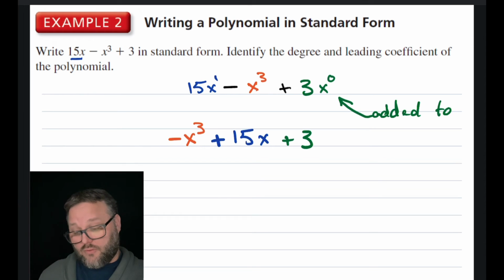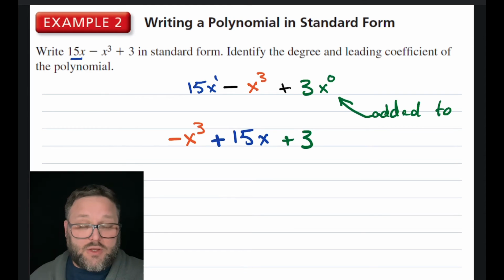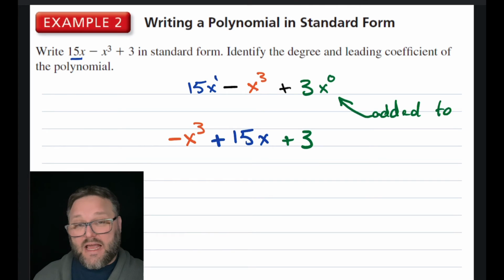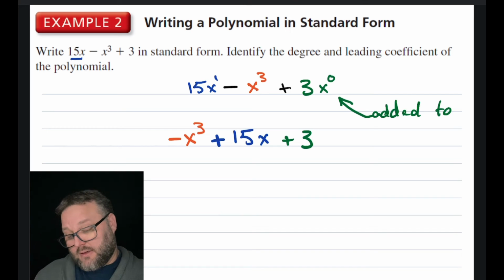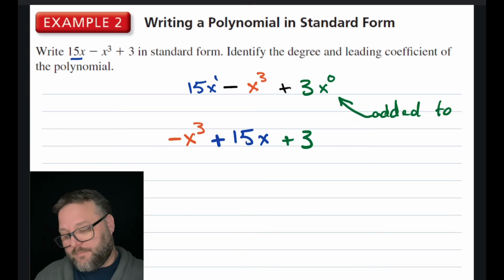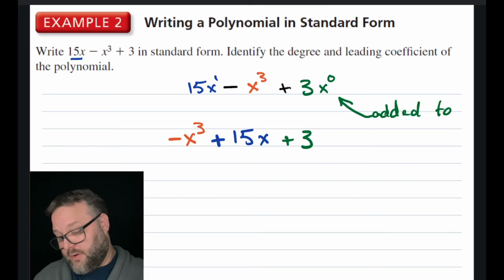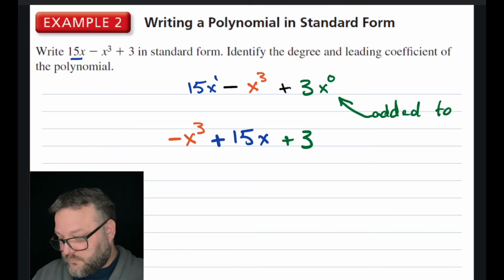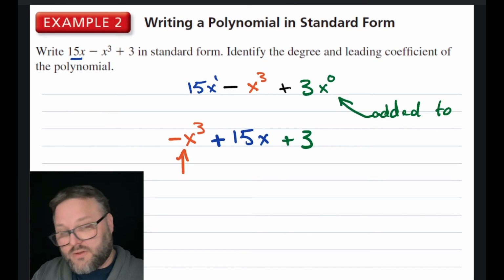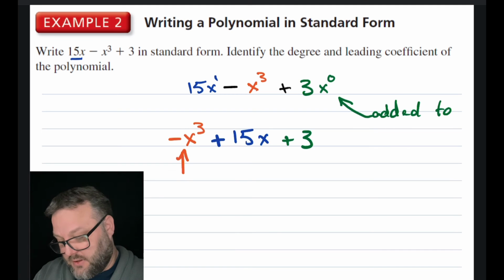Now, identify the degree. Well, the negative x cubed is the third degree monomial. 15x is the first degree monomial. And 3 is actually the 0 degree monomial. Excuse me. Then the leading coefficient of the polynomial. Let's see, that's going to be -1. Basically, right here is the leading coefficient. In other words, it's the coefficient that's listed first.